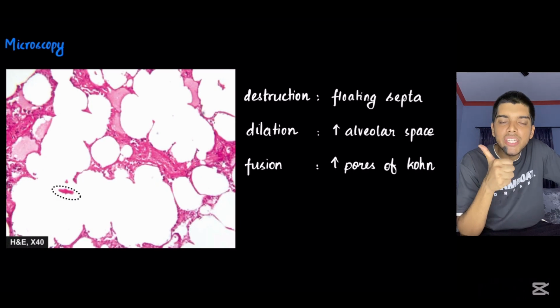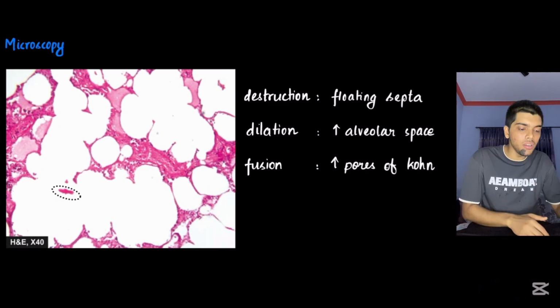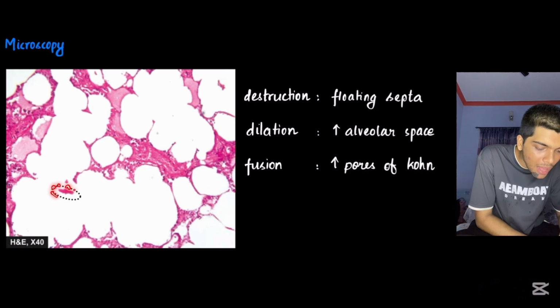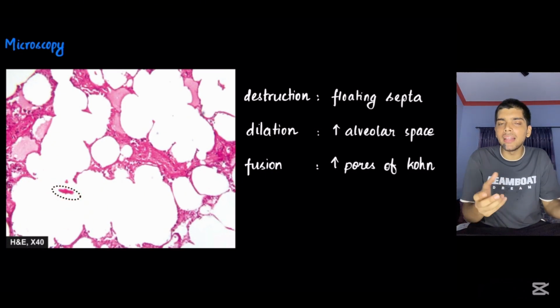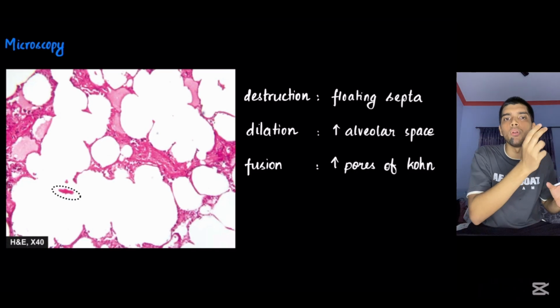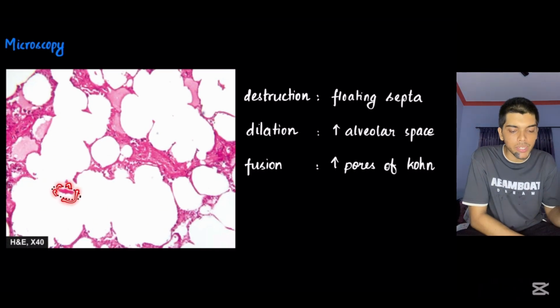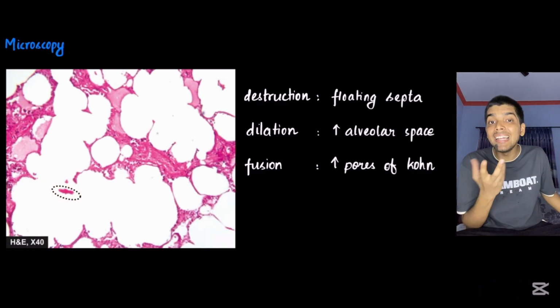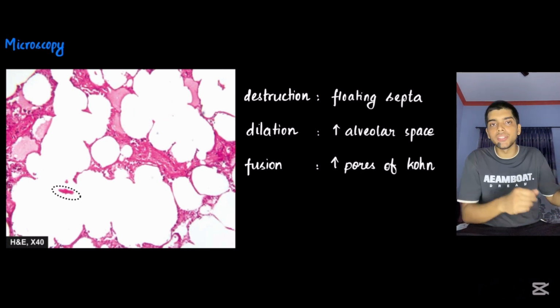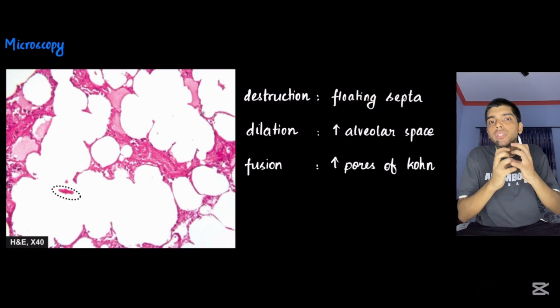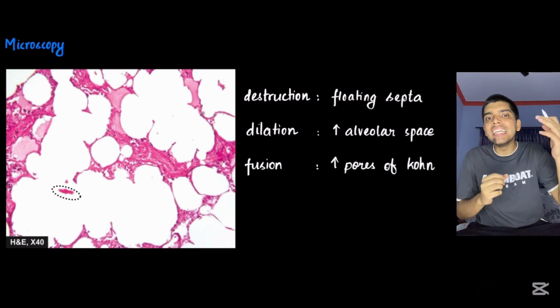Number 1, destruction. Due to destruction, you can see floating septa. You have alveoli, in between alveoli there are septa, and these septa break down and then float. Number 2, dilation. Due to dilation, the alveoli become larger in size. Number 3, fusion. Due to fusion, there is increased pore of Kohn.